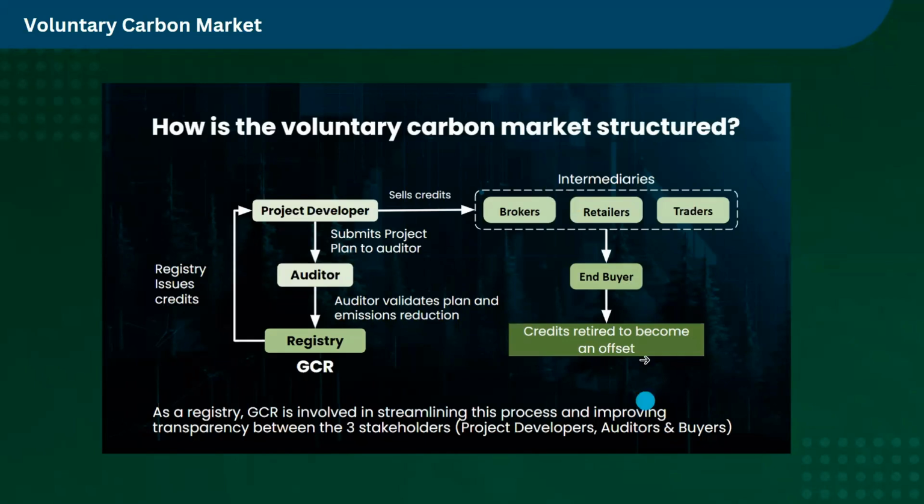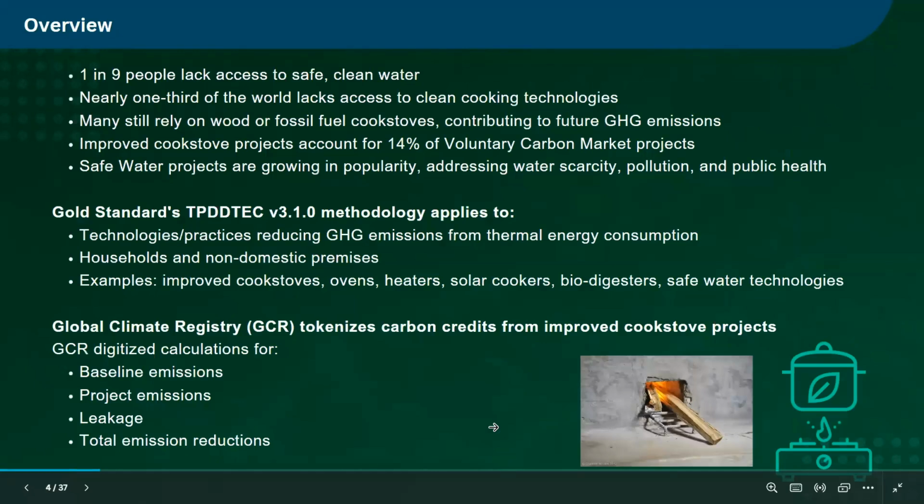Let me just take this screen. Yeah. So now let's go to the methodology part. Right now, 1 in 9 people lack access to safe water, and nearly a third of the world lacks access to clean cooking technologies. Many still rely on wood or fossil fuel cookstoves, contributing to greenhouse gas emissions. Hence, you see these improved cookstove projects. This is what the methodology is all about.